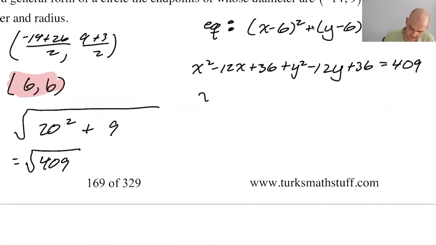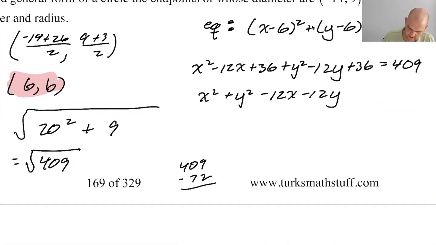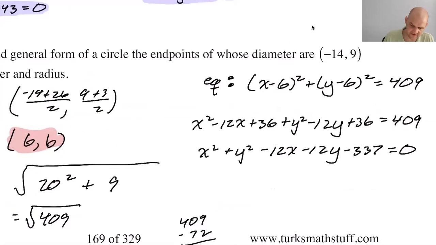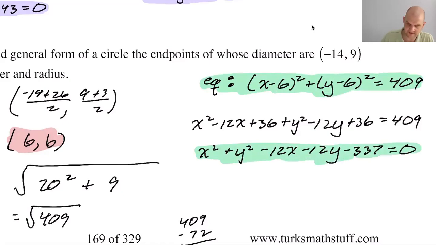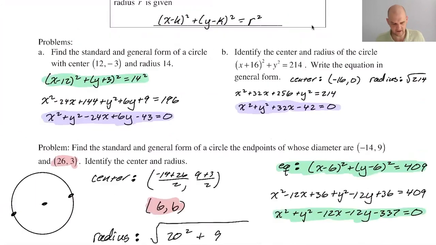So what am I doing? I've got x² + y² - 12x - 12y. 409 minus 72 is 337, but negative because we're bringing the 409 over. = 0. Okay, so I think both of these are my equations. Let's highlight them. This is my standard form, which is the useful one. This is my general form, which is like, okay, what would I do with that? I would try to put that into standard form.